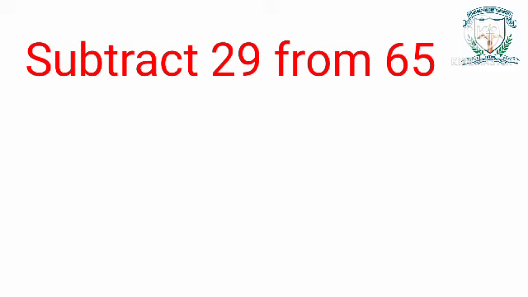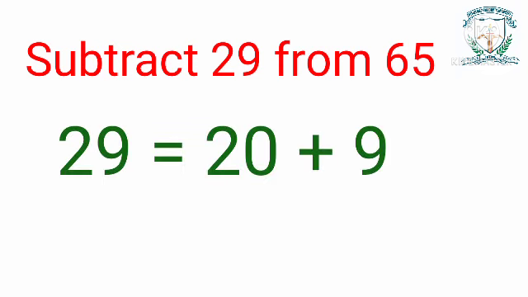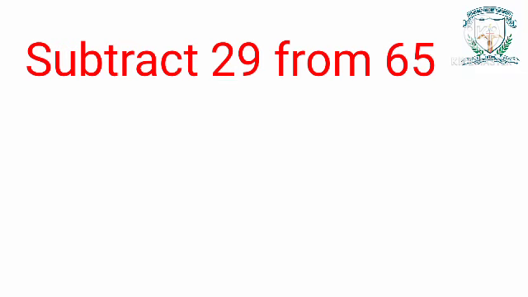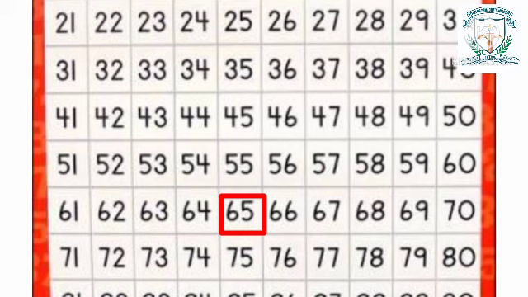Similarly, we will solve one more problem. Here, we have to subtract the number 29 from 65. So, first we'll split 29 as 20 plus 9. Now, we have to subtract the number 20 from 65 by moving 20 steps backwards. Then we get 45.